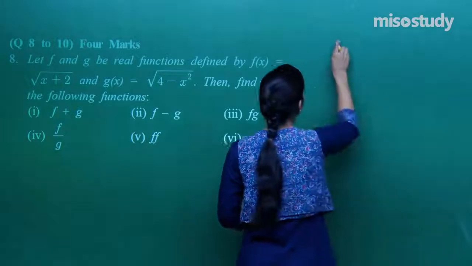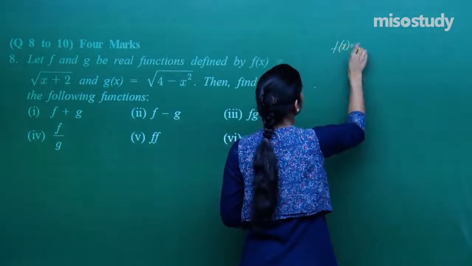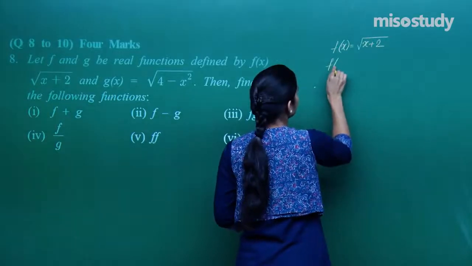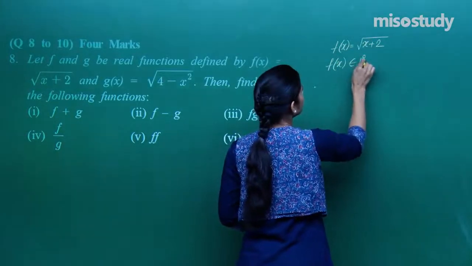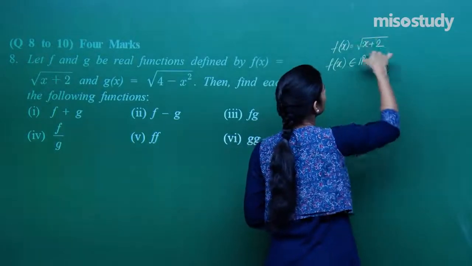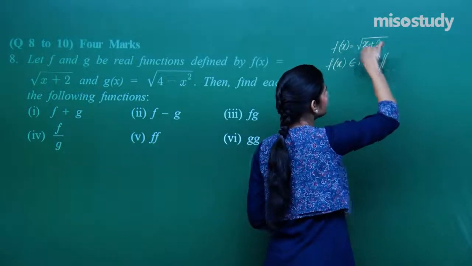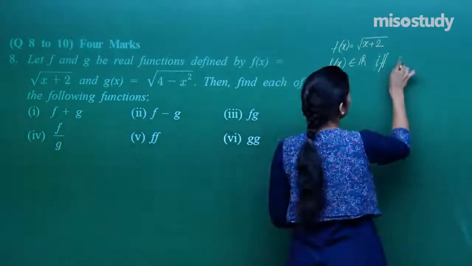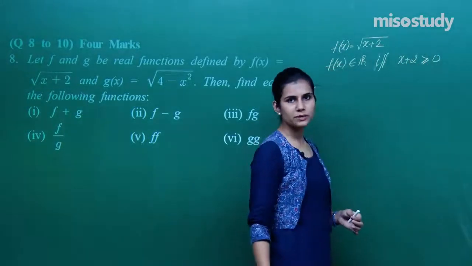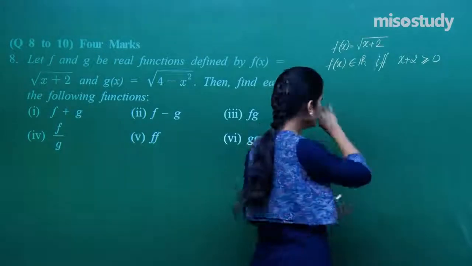So if I talk about f(x), it is under root x plus 2. Clearly, f(x) will be a real quantity if and only if this is a real quantity, that means this inside thing is non-negative. If and only if x plus 2 is non-negative. If x plus 2 is negative, then root of x plus 2 will be imaginary and not real.